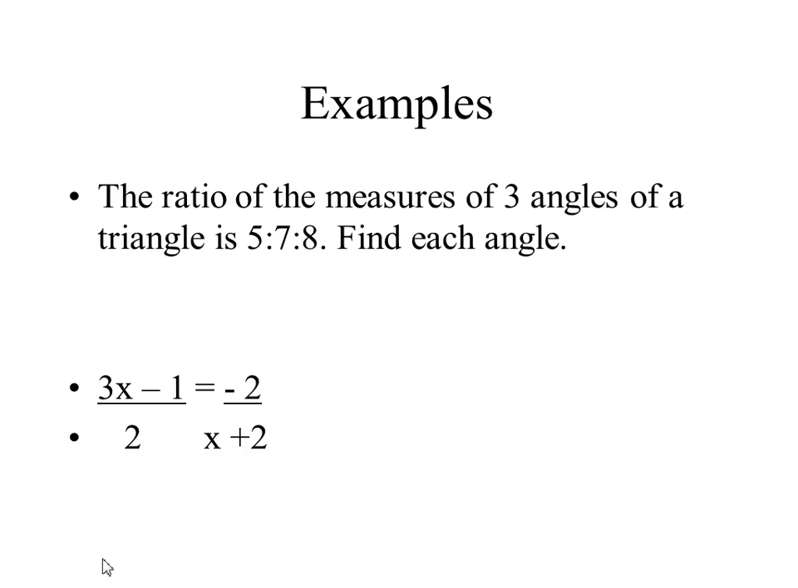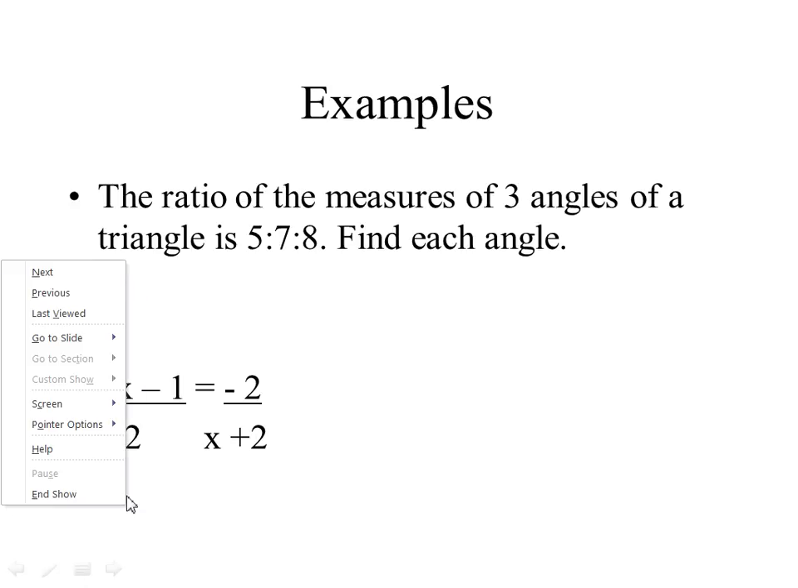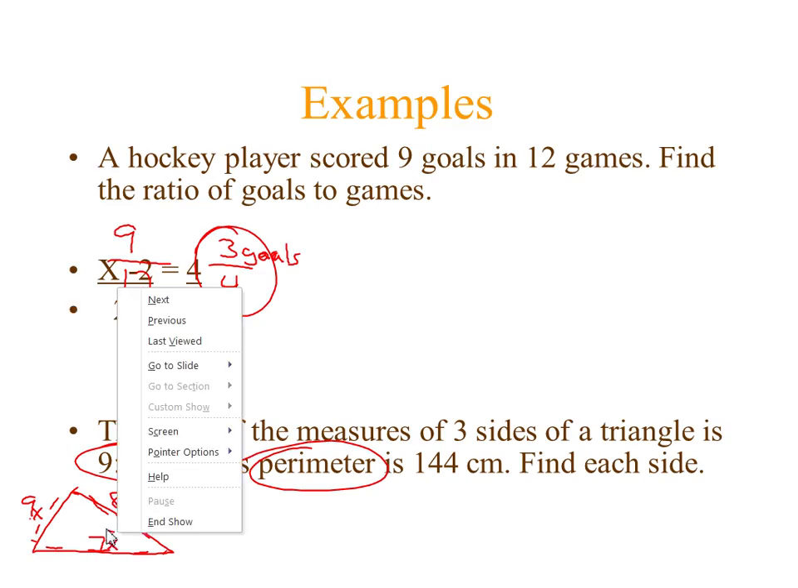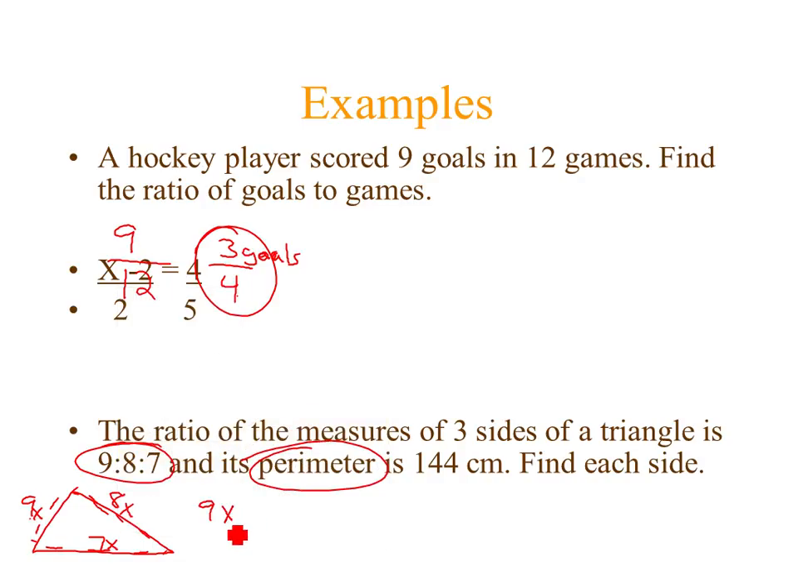What equation could I set up with something like that? 9x plus 8x plus 7x equals 144. So 9x plus 8x plus 7x has to equal the whole perimeter, which is 144. How many x's do I have there? Don't say 3. A lot. Take off your shoes and count them up. Those of you who said a lot. 24?